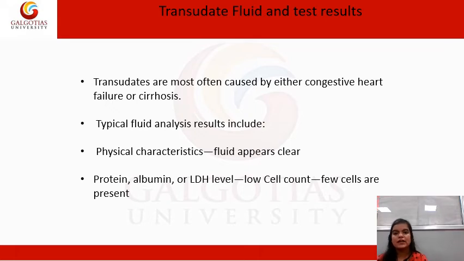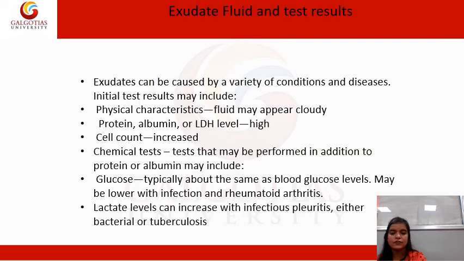Now, transudate fluid and the test results. What results can we have? Transudates are most often caused by either congestive heart failure or cirrhosis, as we already discussed. Typical fluid analysis results include physical characteristics: the fluid is normally a clear, transparent solution. Once you collect the sample, you can physically examine it to see whether it is a transparent color or not, or whether it has any clotting. That's how you do the physical examination. Then protein, albumin or LDH levels, and a low cell count, or few cells present. You can do further testing like this.